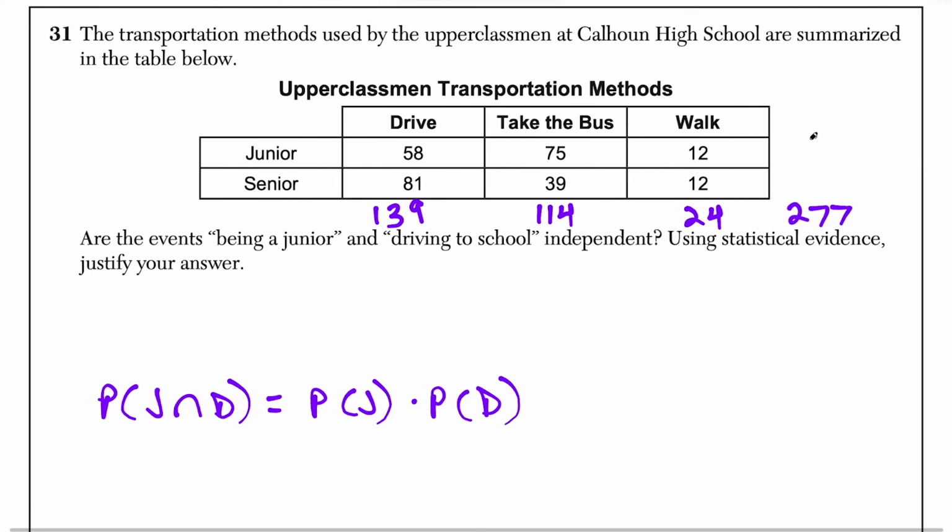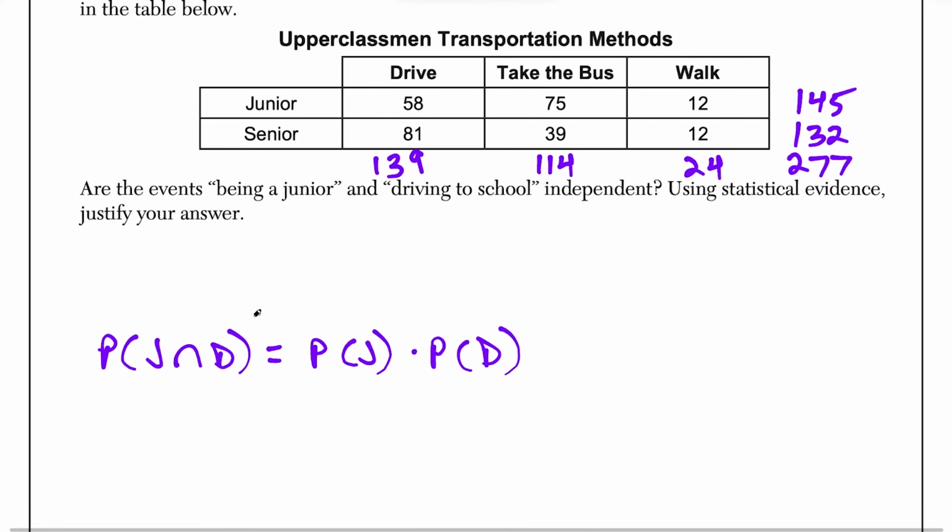If I add across for the first row, 58 plus 75 plus 12 is going to give us 145. And then I do the same thing for this row, 81 plus 39 plus 12. That's going to give us 132. And you could even check if you did 145 plus 132, that's also going to give you 277. So now I'm going to go ahead and carry out this strategy here.